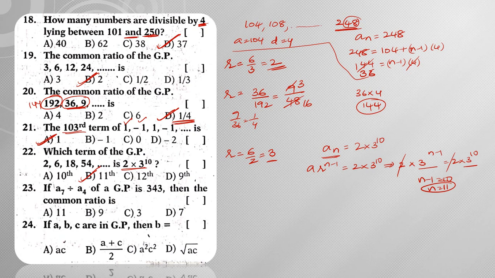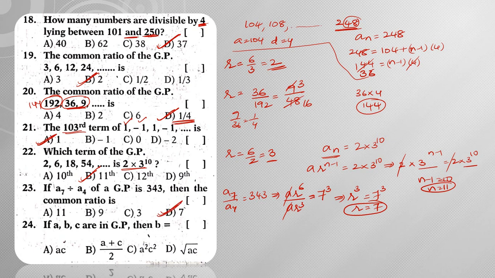Next one, A7 by A4 is equal to 343. What is the A7 formula? A7 is A into R power 6, and A4 is nothing but A into R power 3, which is equal to 343. So what is the value of 343? 343 is nothing but 7 cube. Now cancellations: A gets cancelled. R power 6 by R power 3 can be written as R power 3. So R power 3 is equal to 7 power 3. So clearly R is equal to 7 here. Hence the value of R is 7.